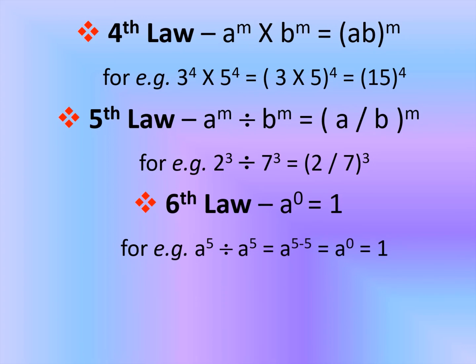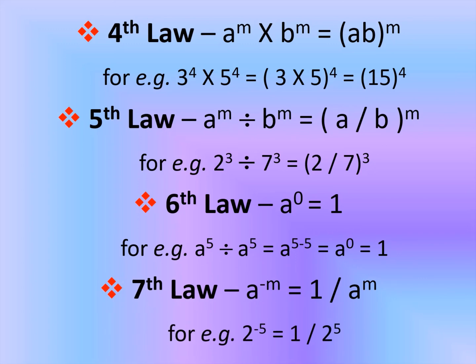Now, the sixth law. Any number raised to the power 0 gives 1. For example, if a raised to the power 5 is divided by a raised to the power 5, it will give us a raised to the power 0, which will give us the answer as 1. a can be any number, like 5 raised to the power 0. The answer will again be 1.